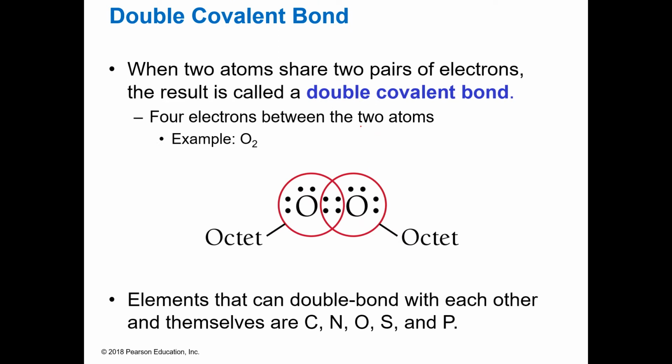Okay, a double covalent bond, this actually exists between two oxygens. So oxygen's a diatomic molecule. There's two of them put together. They're bonded with two pairs of electrons in between these two oxygens. Two pair of electrons represents a double bond. And we can represent that with a double line. There's still two lone pairs around each of our oxygens.